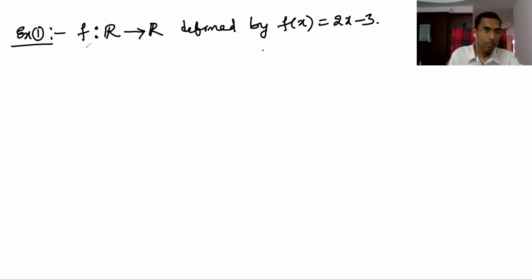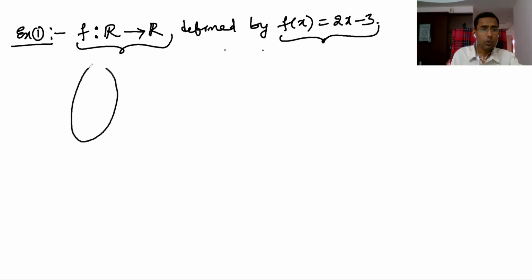Whenever I say function, two things are important: where to where it is a function, and how it is defined. So here, since this is infinite, you cannot write the arrow diagram. First of all, the arrow diagram won't be there.